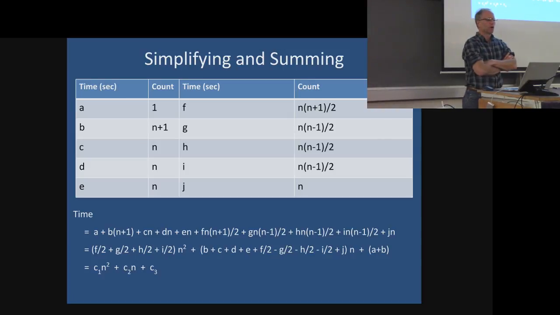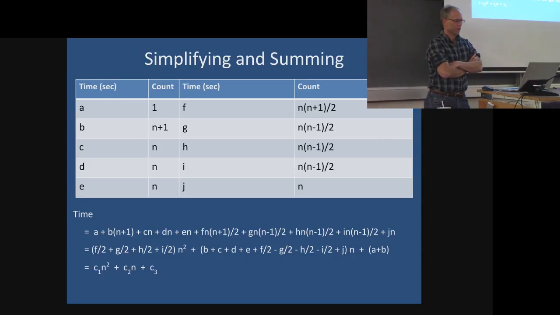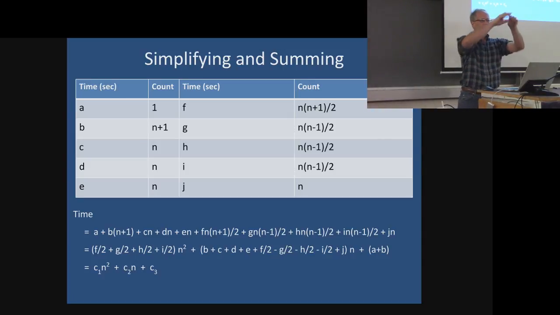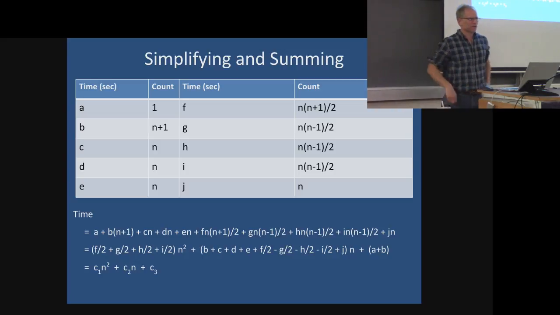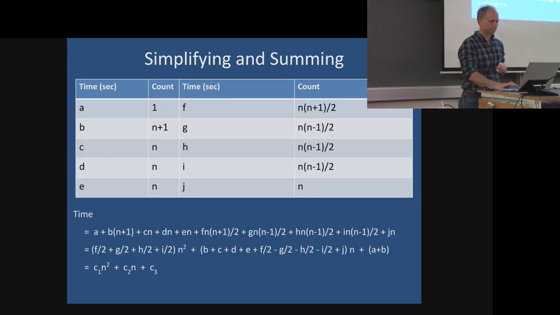Now, normally you don't do such a laborious analysis. You just look and say, okay, I've got a nested loop that depends on n. I've got an outer loop that depends on n, an inner loop that depends on n. We're adding 1 each time. So nested loops like that are n squared. You get used to it. But this is where that shortcut comes from.